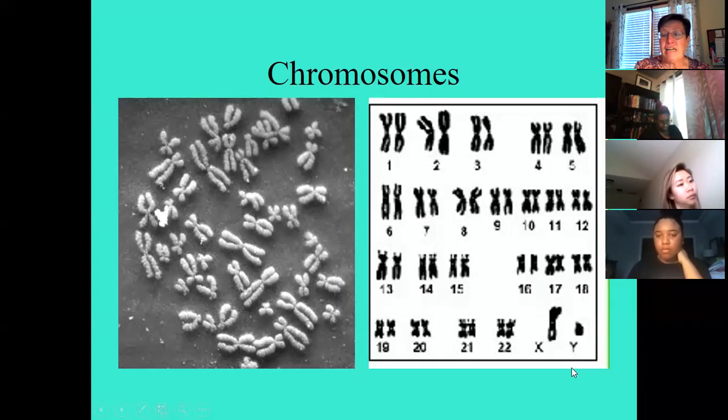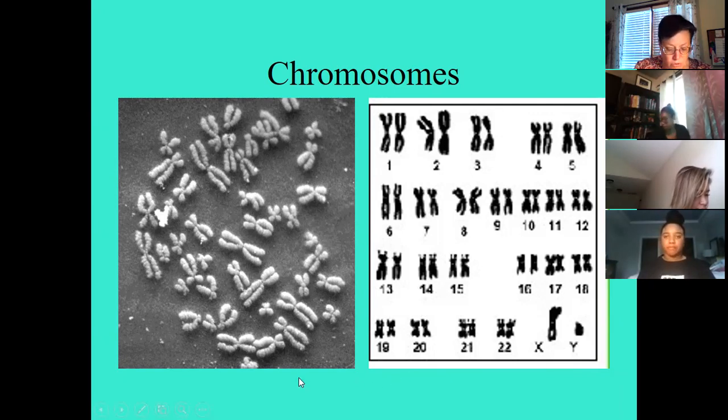So this is a karyotype of a male's chromosomes. And again, the first 22 pair are the autosomes. The 23rd pair are the sex chromosomes. So we have 23 pairs or 46 total chromosomes in a set.